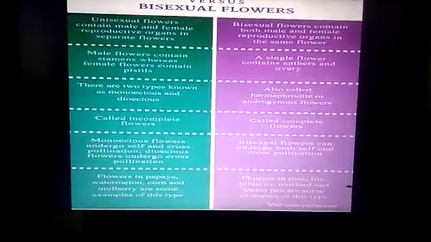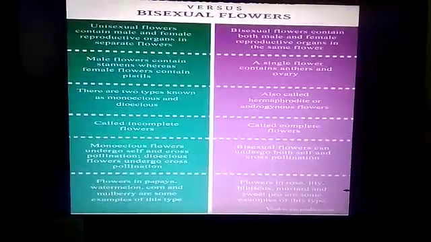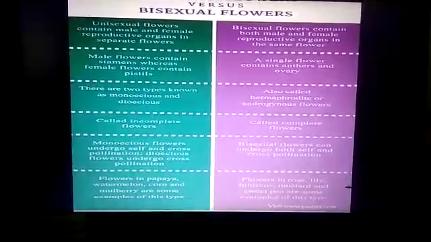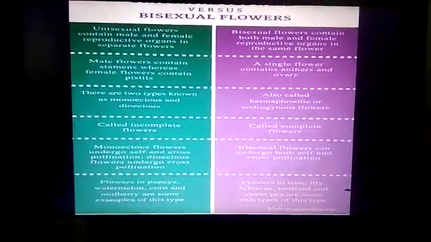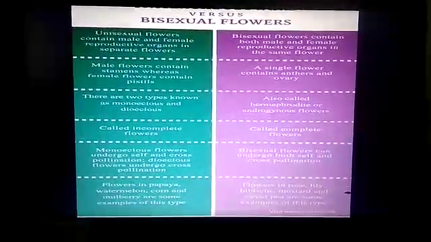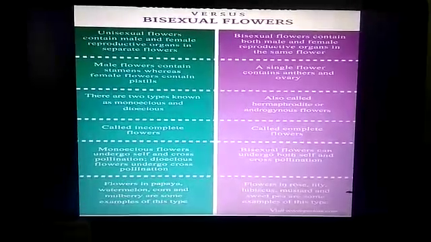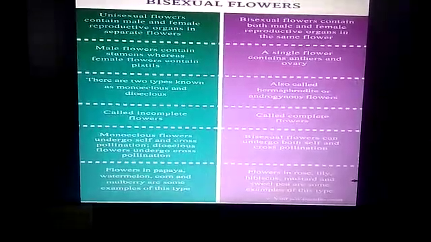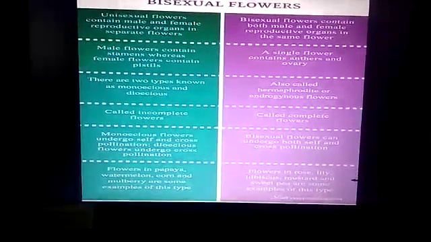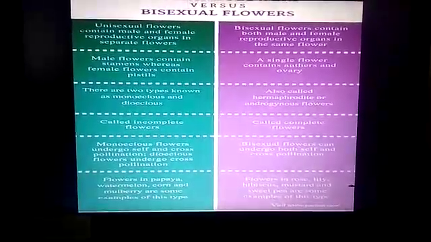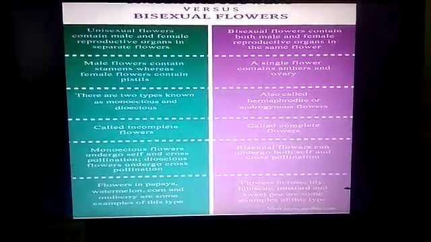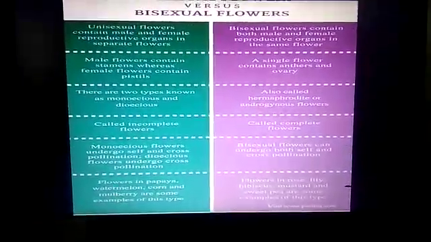Unisexual flowers are called incomplete flowers. Bisexual flowers are called complete flowers. Monoecious flowers undergo self and cross pollination, and dioecious flowers undergo cross pollination. A bisexual flower can undergo both self and cross pollination. Flowers in papaya, watermelon, corn and mulberry are some examples of unisexual flowers. Flowers in rose, lily, hibiscus, mustard and sweet pea are some examples of bisexual flowers.